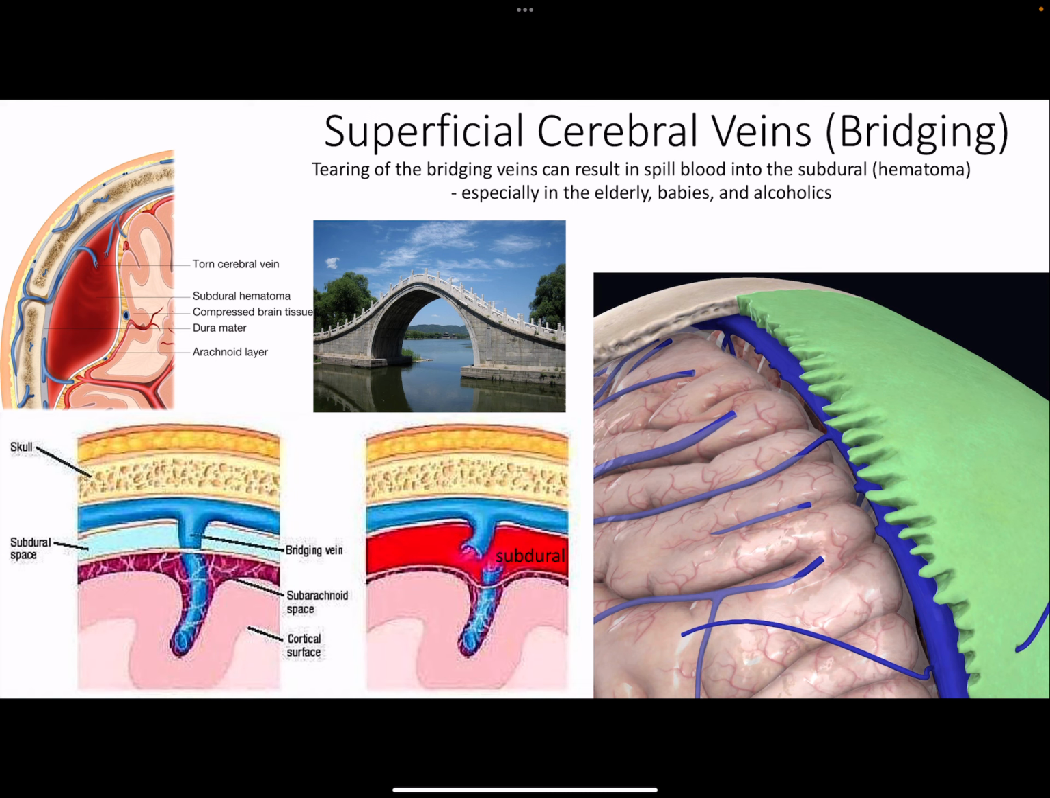We then have these bridging veins. The emissary veins go from the scalp beneath the skull to the sinuses. These are going from the cortex, the actual brain parenchyma, through the arachnoid layer, through the dural layer, and then into the sinuses. So they're bridging from the brain to the sinuses, hence the name. If you get a rupture there, so again, this is our spider web, the subarachnoid layer, it typically actually breaks and fills the subdural layer. We saw the middle meningeal artery off the maxillary artery off of the carotid artery is going to be the epidural. This is going to be a subdural. So it's a subdural injury. And we see this in alcoholics and elderly people and babies.